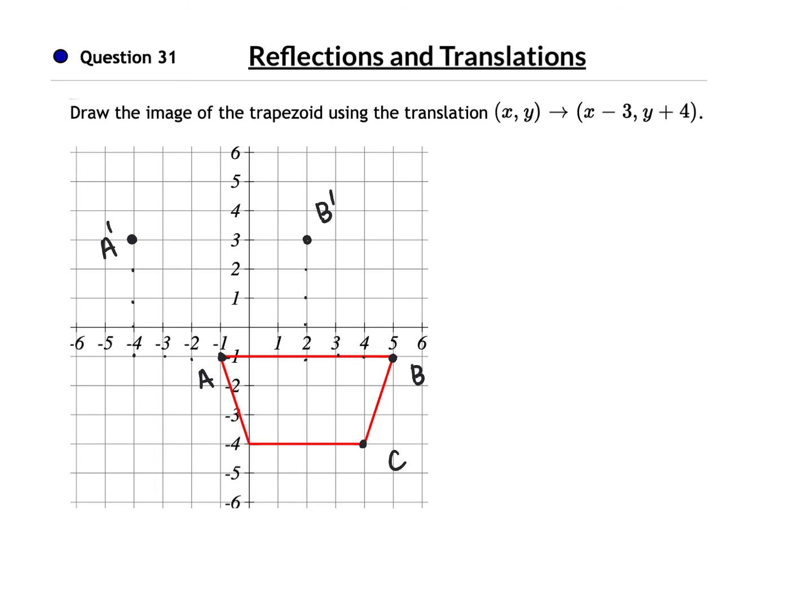Here's my point C. X will decrease by 3, left 3. Y will increase by 4, up 4. That is C prime. And my last point I'll call D. X minus 3, decrease x by 3, increase y by 4. There's D prime. Let's connect those points. We just translated the figure and we moved it 3 left and 4 up.